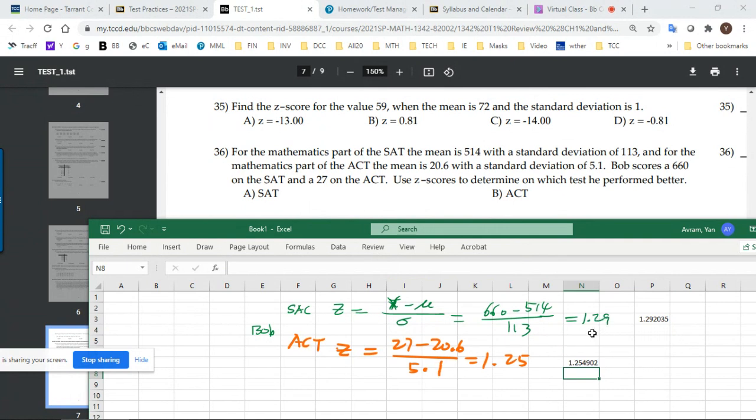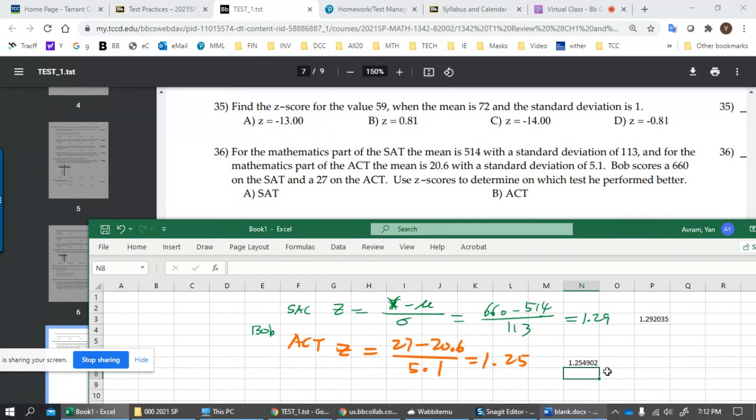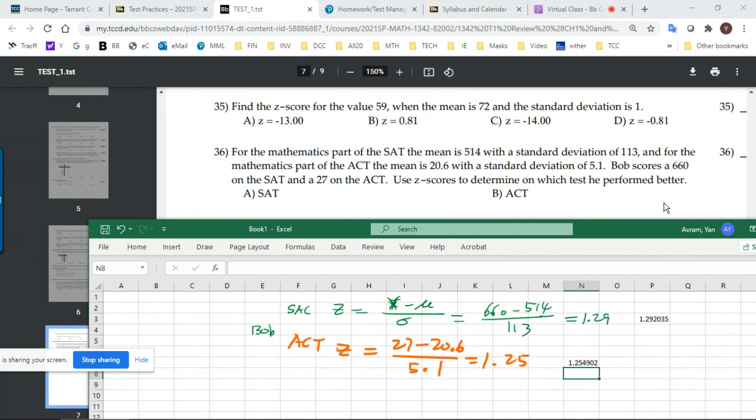Since they both are positive numbers, whatever the higher score is better. So he did the SAT better than the ACT, because the z-score is 1.29 for the SAT and 1.25 for the ACT, so the higher z-score is better. He did the SAT better here. All right. Any other questions?